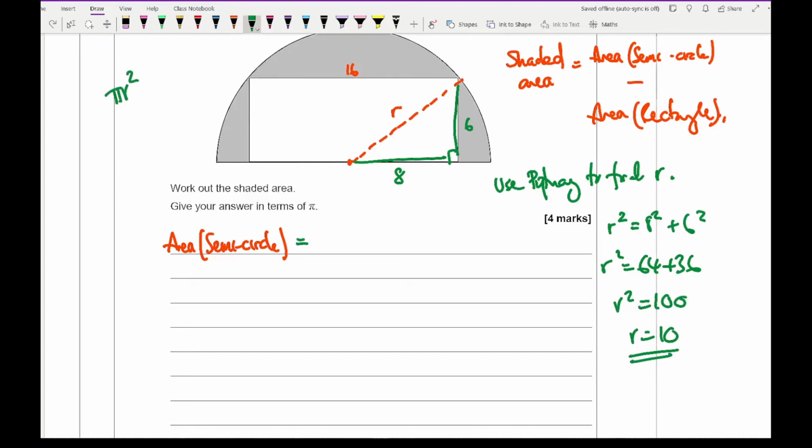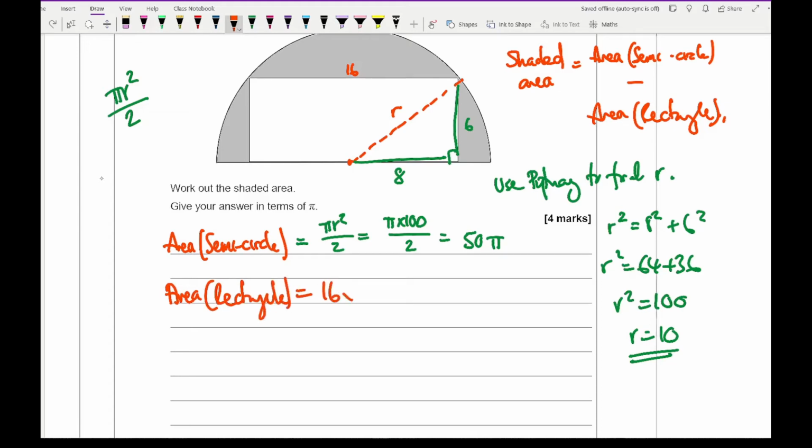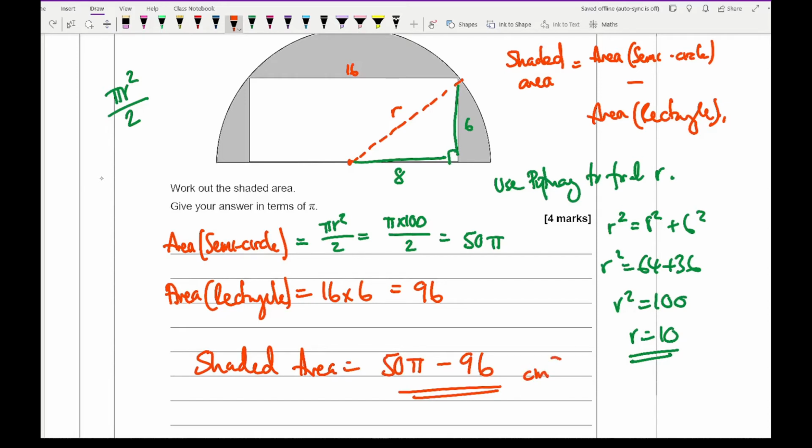And so from this, what I can then do is work out what the area of a circle is, which is pi r squared, but it's going to be divided by 2. So using pi r squared over 2, it's going to be pi times 100 over 2, which leaves me with 50 pi. Then the area of the rectangle is going to be just the base times the height, so it's 16 times 6, which gives me an answer of 96. So then the shaded area is just simply going to be the big shape, which is 50 pi minus 96, and then the units are centimeters squared.